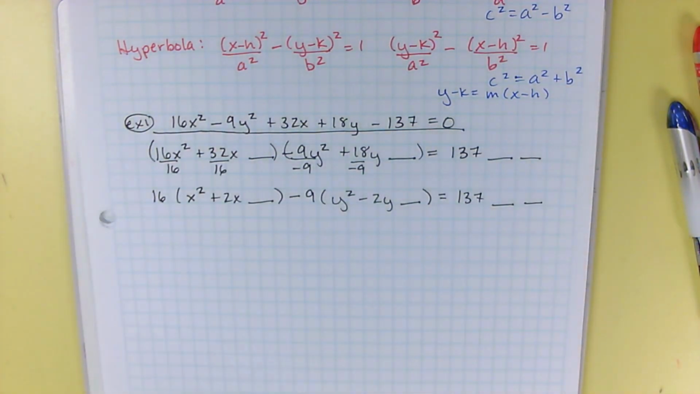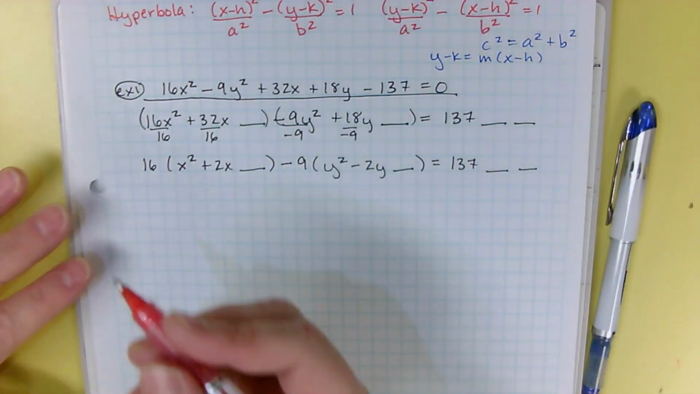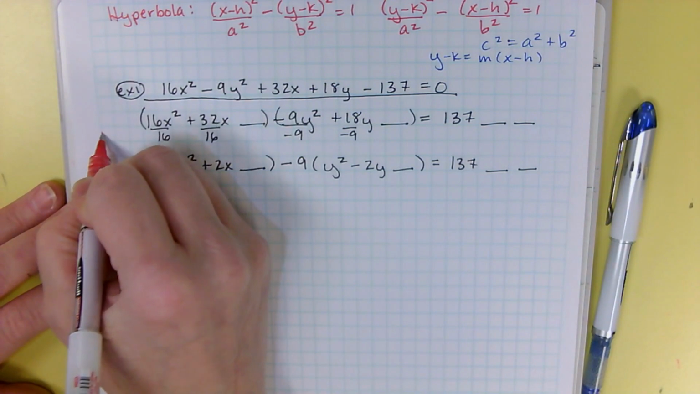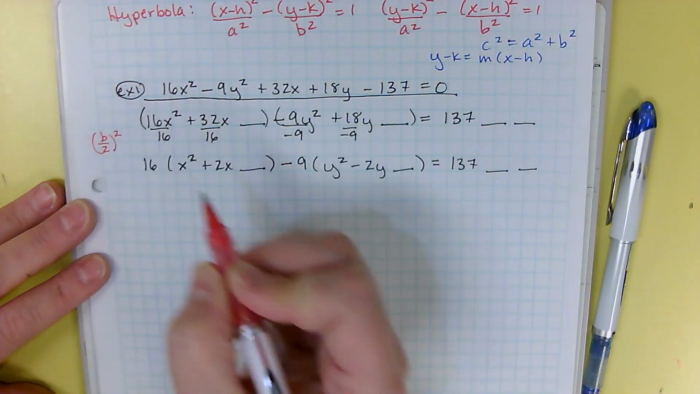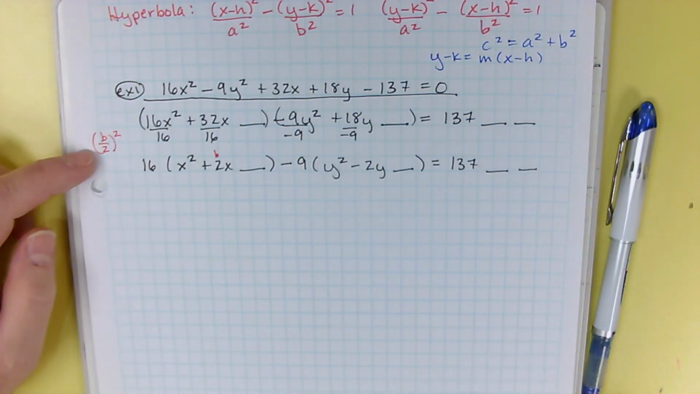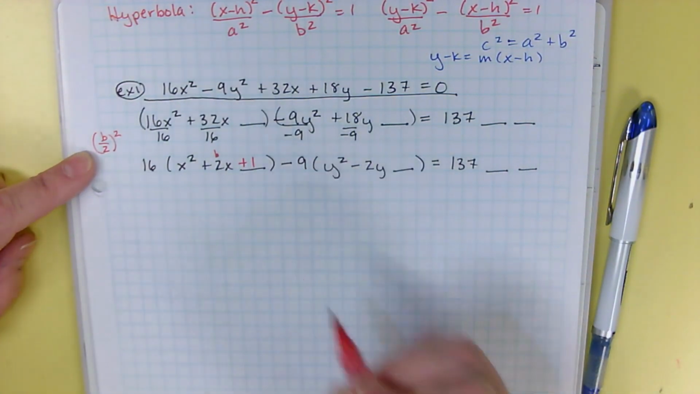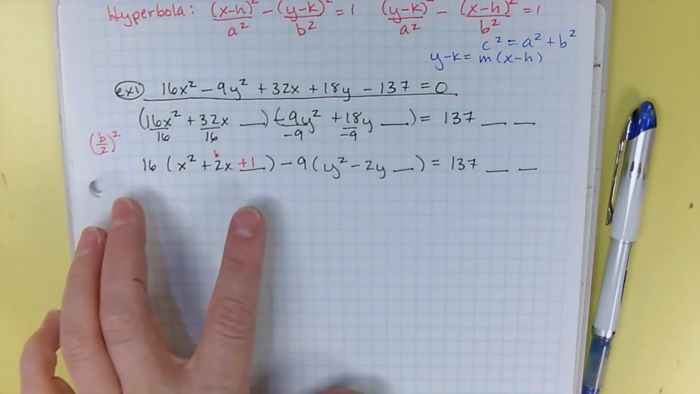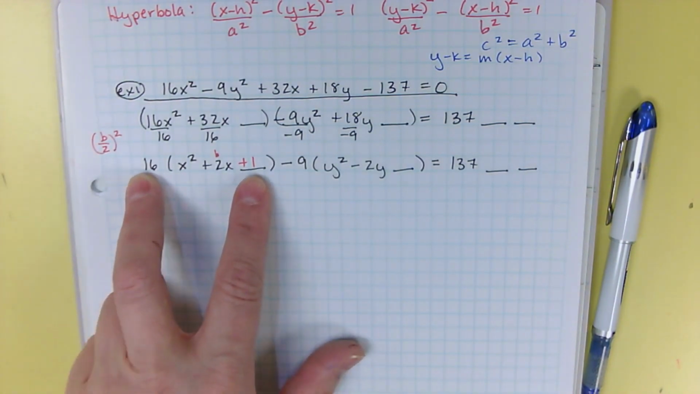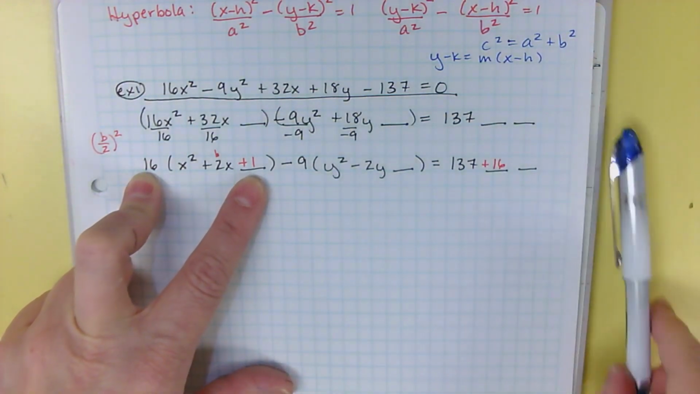So I've grouped my x's and my y's, and I've removed my scalar. Now we're going to use the magic formula for completing the square, which is b divided by 2 quantity squared. For the x's, my b is 2. 2 divided by 2 is 1. 1 squared is 1, so we're going to add 1. And then to balance it, we didn't add 1, we added 16 times 1, so we're going to add 16 to the right.